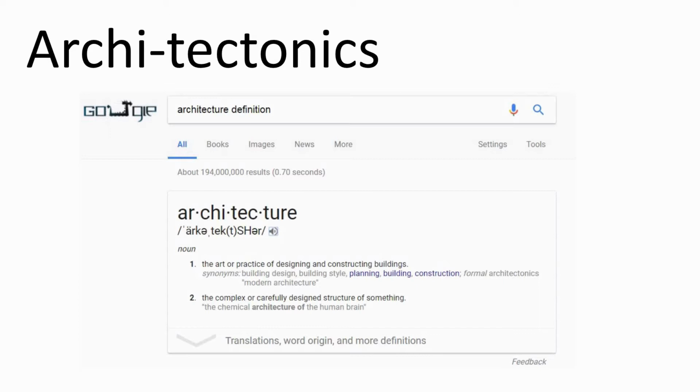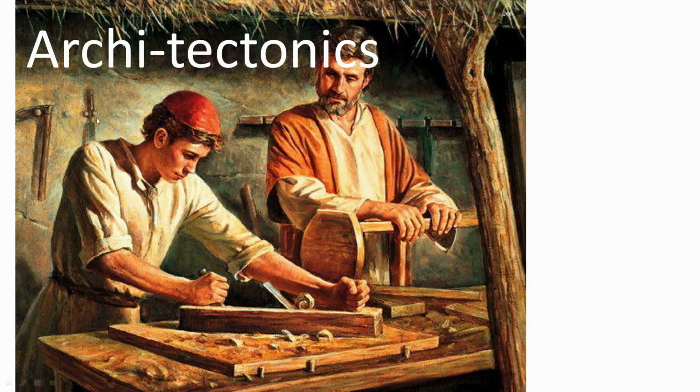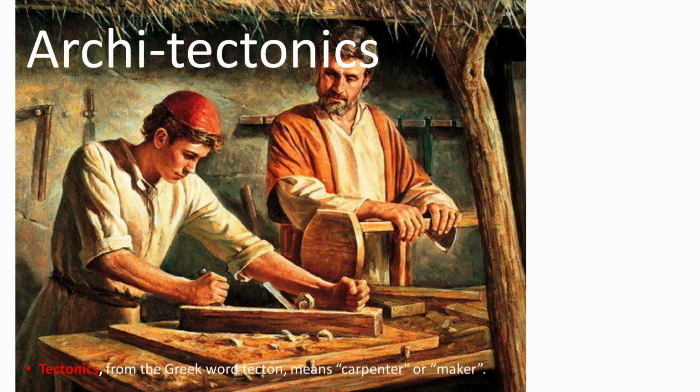So, okay, we're clear on what's architecture and what's architectural, therefore. But to go back to architectonics, which is a kind of a hybrid word, actually. It's a hybrid between architecture and tectonics. So we know what architecture means. What about tectonics then? Well, the tectonics comes from the Greek word tekton, which means carpenter or maker.